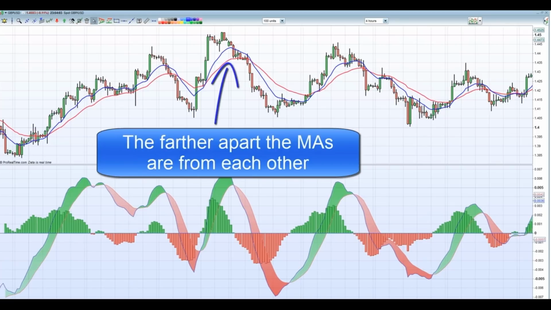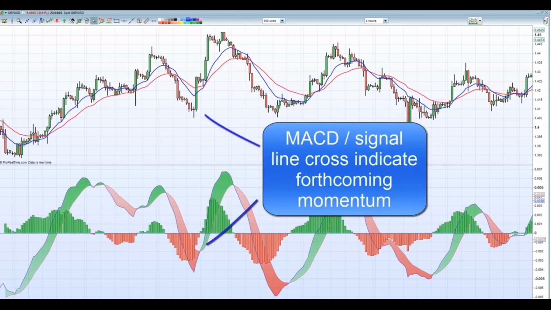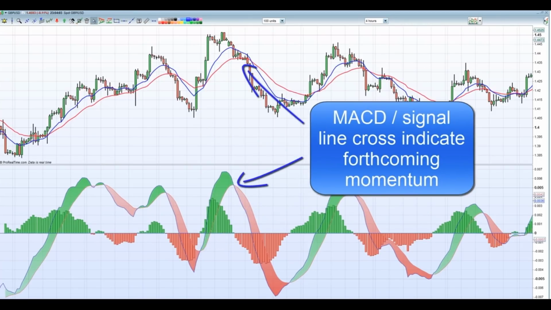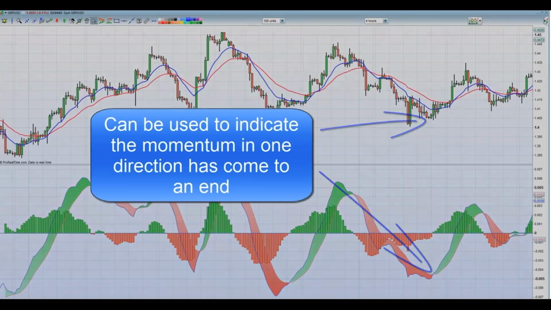The farther apart the moving average is, and the greater the momentum, the farther away the MACD will be from the center line. Traders use MACD and signal line crosses, such as these, to indicate momentum trades. You can see how these crosses often match up with market moves. Traders also use the MACD crosses to indicate when momentum is coming out of the market, and may use it as a signal to exit a trade.